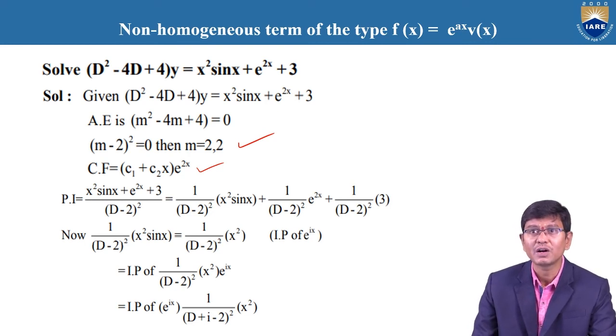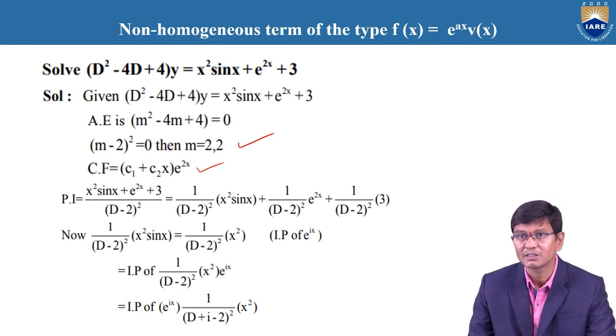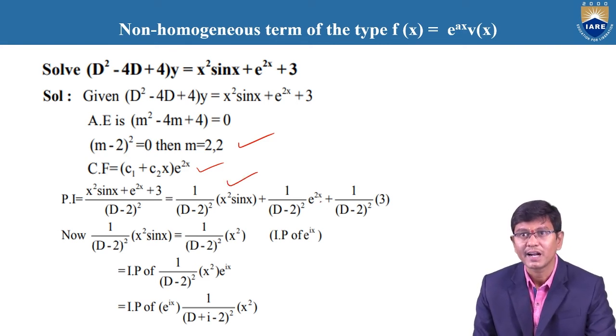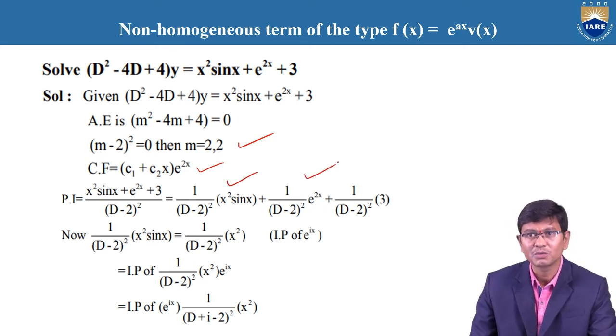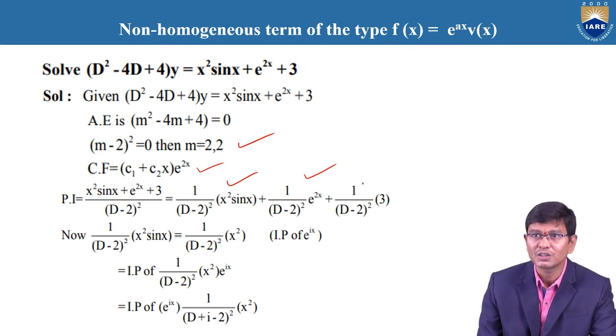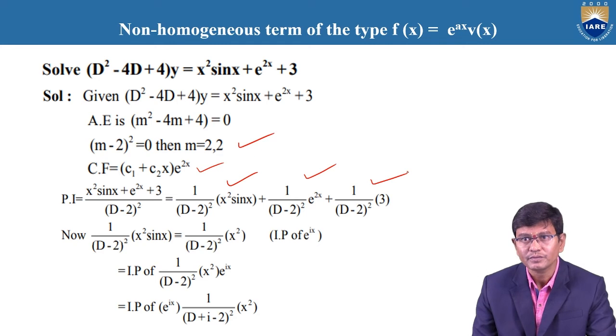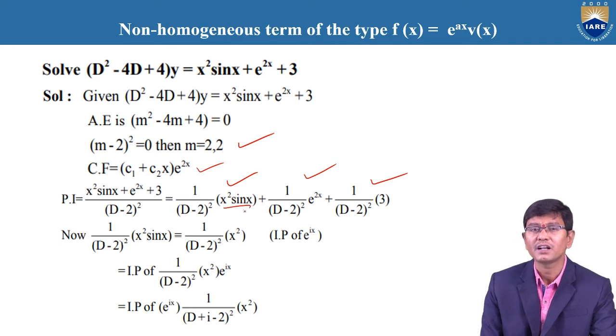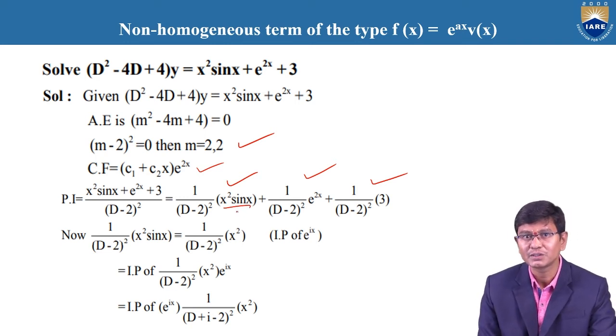Here we need to find the first particular integration, that is x square into sin x by (D minus 2) whole square. After that we need to find 1 by (D minus 2) whole square into e power 2x. Next is also 1 by (D minus 2) whole square into 3. In the first part, x square into sin x is not a standard form, so another method is used to reduce it.